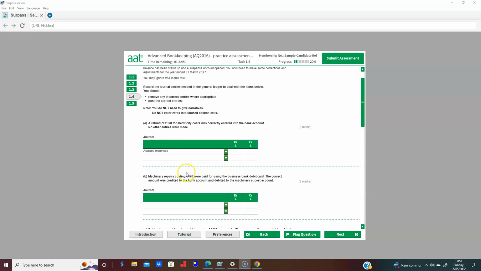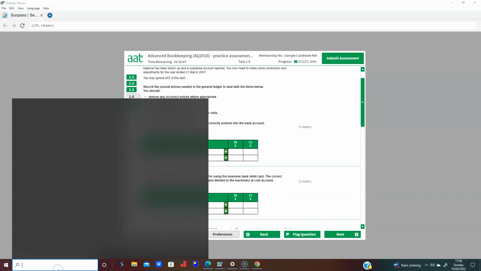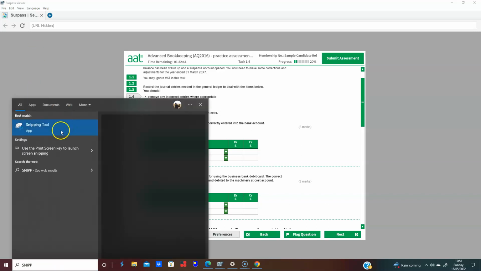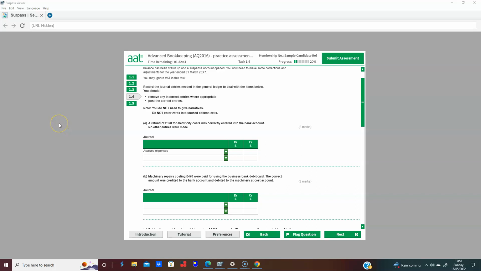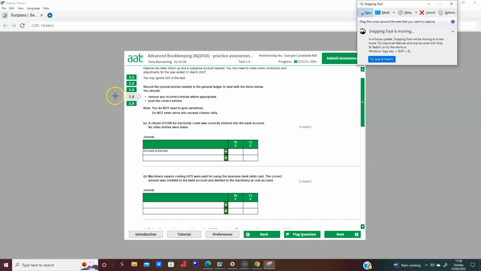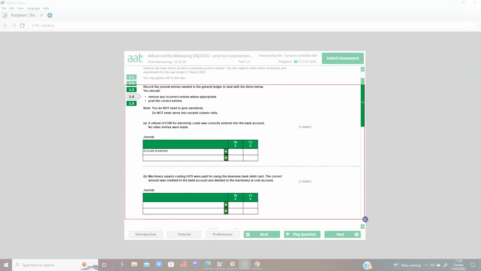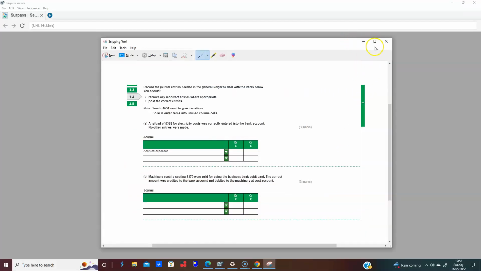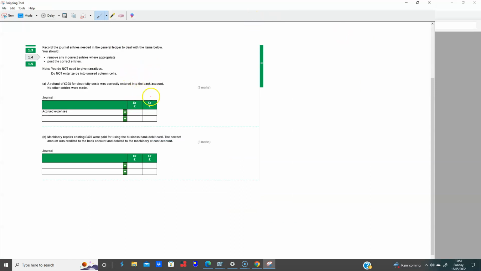So this first question, I think I might take them two at a go and just snippet this out quickly. Right. So let's look at this picture here. It says that a refund of 398 was correctly entered in the bank account. So it's a refund, so the refund would have come in at bank 398. We were expecting to see it in electricity, but it didn't happen. No other entries were made. So that's why you have a suspense account situation.